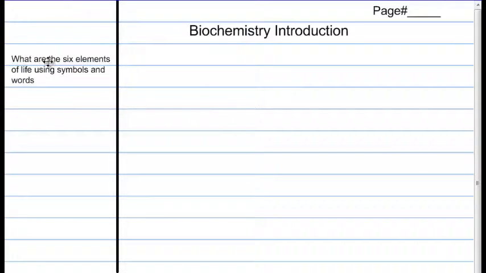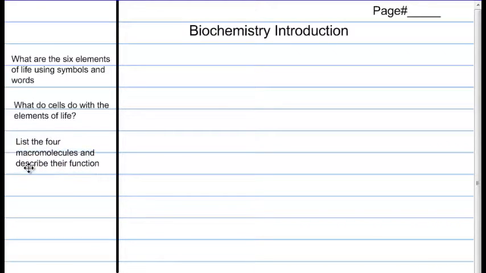So what are the 6 elements of life using symbols and words? What do cells do with the elements of life? And those can be close together, okay? And then the last one is list the 4 macromolecules and describe their function. You should have about 2/3 of the space for that last one, maybe not quite that much. And this is what your note sheet should look like.